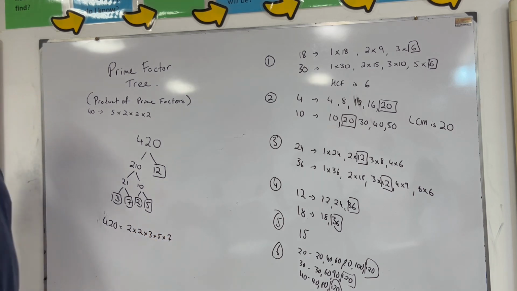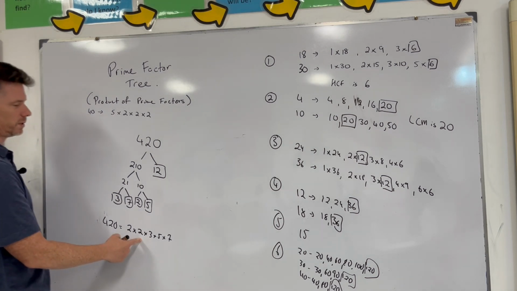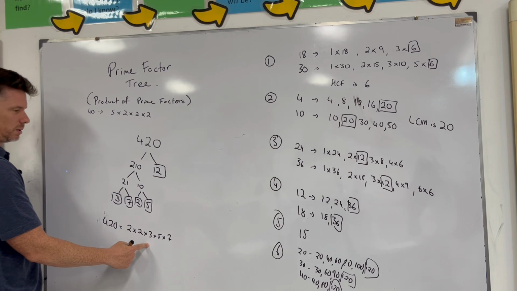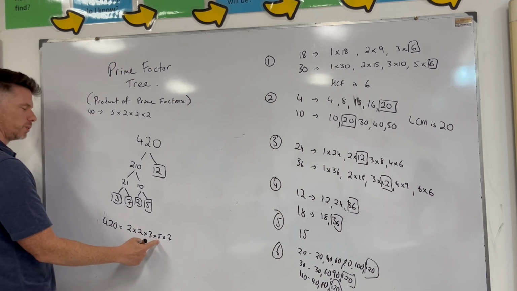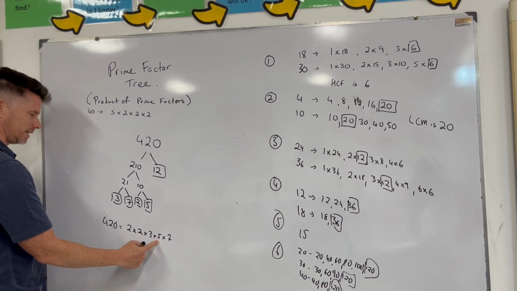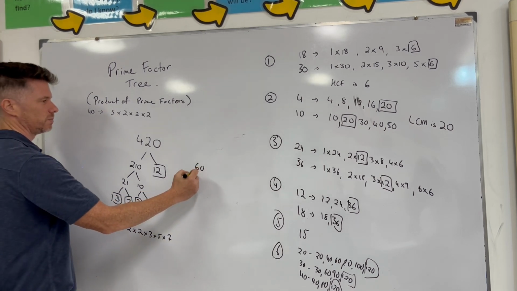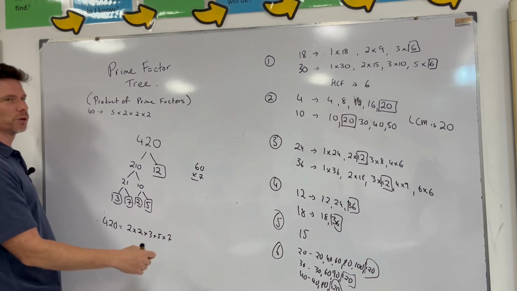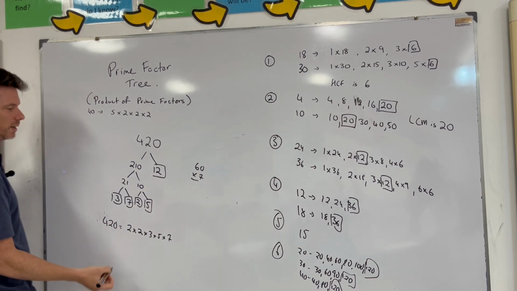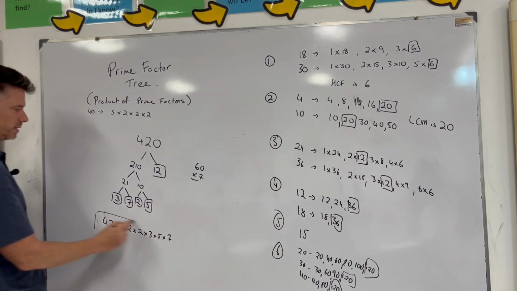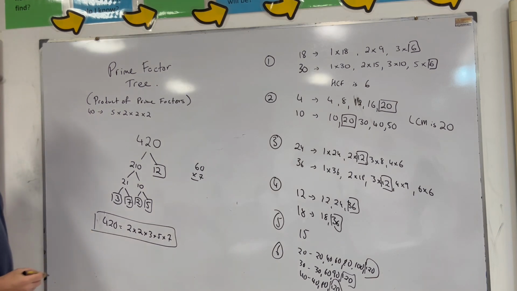Okay, well let's check. Does that work? What's 2 times 2? 4. Times 3? 12. Times 5? 60. 60 times 7. Well, 6 times 7 is 42, and the 0 would be 420. It does work. So this is the product of prime factors.